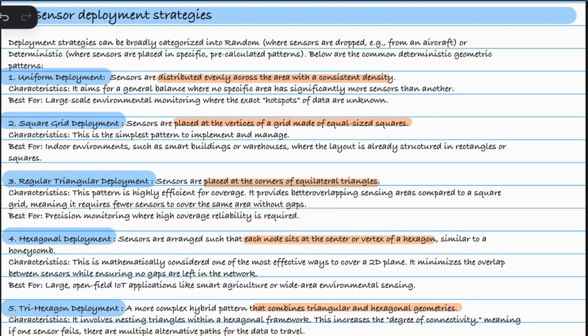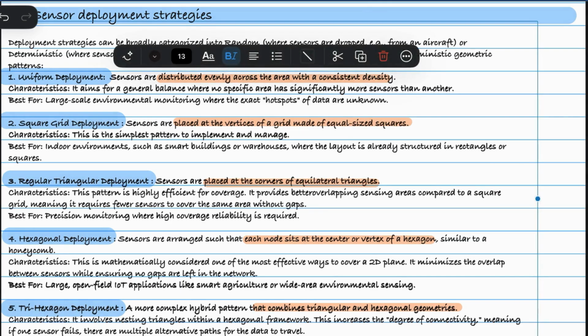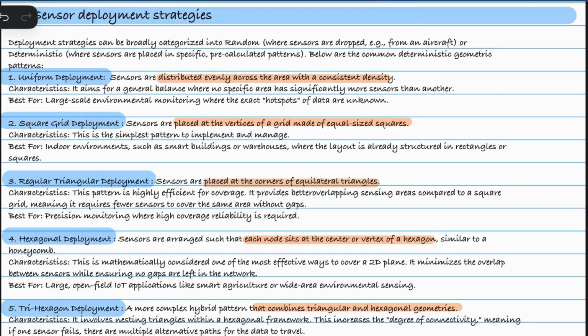Next we have hexagonal deployment. This is where the sensors are arranged in a honeycomb pattern, sitting either at the center or the vertices of a regular hexagon. Mathematically, the hexagon is the single most efficient shape for tiling a 2D plane. It naturally minimizes the wasteful overlap between neighboring sensors while guaranteeing absolute gap-free perimeter coverage. This is the gold standard for wide-area open-field IoT applications, such as tracking moisture across massive commercial agriculture farmland.